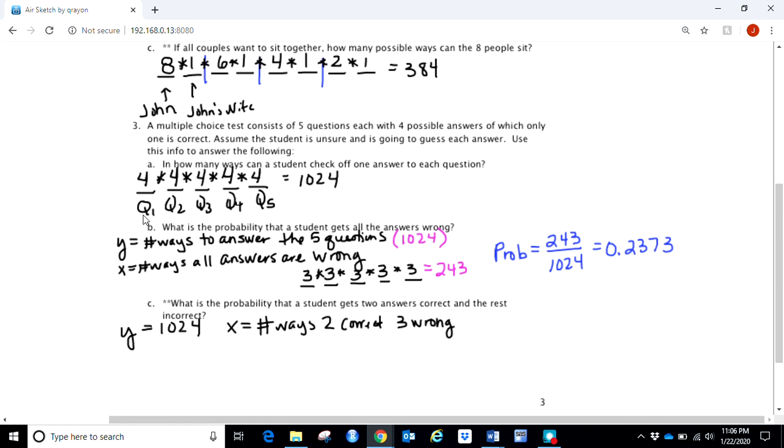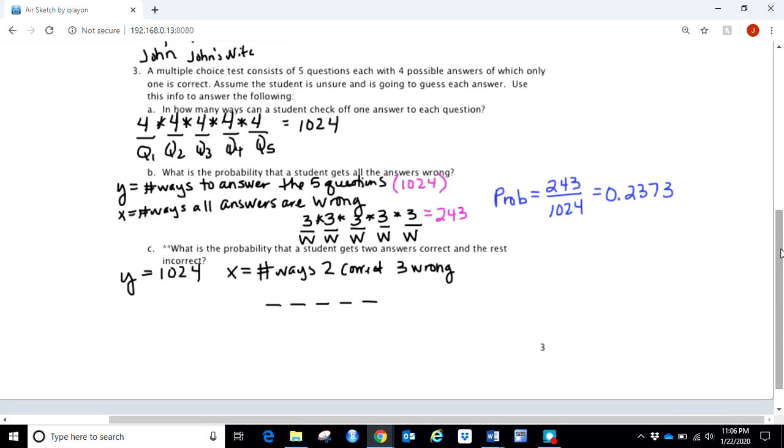Let's start by approaching it the same way that we did above. Here's my 5 questions. We're going to have 2 of them be correct and 3 of them be wrong. Above, all of the questions were wrong, right? So up here, this was a wrong answer, this one was wrong, this one was wrong, this one was wrong, this one was wrong. They were all wrong. So I'm going to start with something that I actually have to think through first, which makes this question a little bit more challenging. I know 2 are correct and 3 are wrong. So what I know is going to be going on here is that there's going to be 2 correct answers and 3 wrong answers.